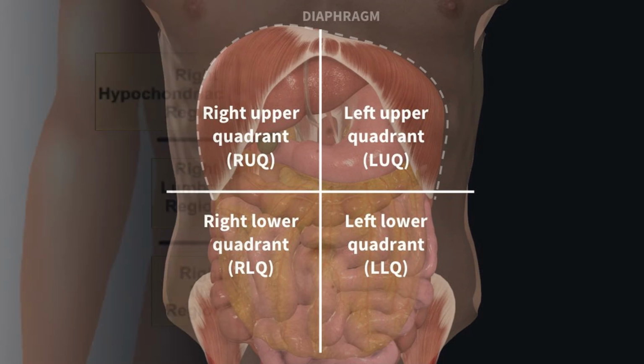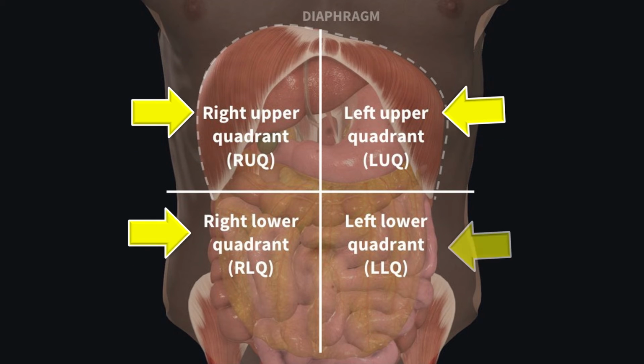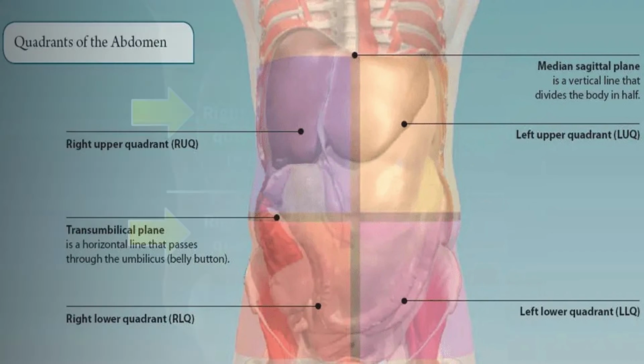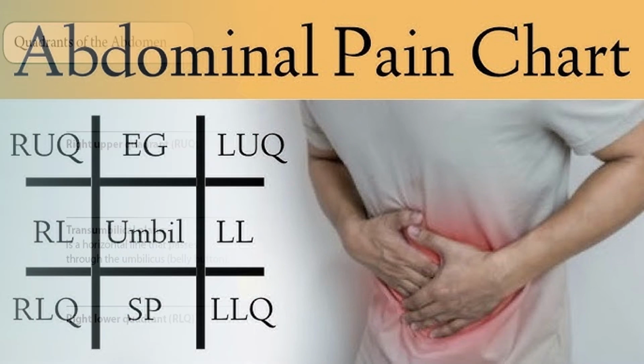The abdomen can also be divided into four quadrants known as right upper, left upper, right lower, and left lower quadrants. It is common to see these quadrants abbreviated as RUQ, right upper quadrant, LUQ, left upper quadrant, RLQ, right lower quadrant, and LLQ, left lower quadrant. Here also you can see the right upper quadrant, the left upper quadrant, the right lower quadrant, and the left lower quadrant. Now, why is this division done?